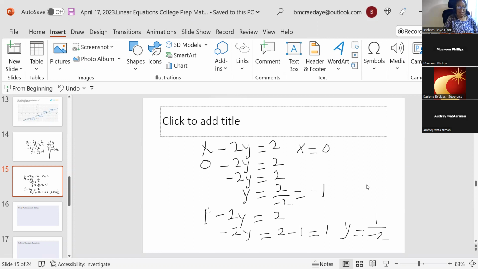Now, what if x was a 2? Audrey, put a 2 here and tell me what would you get for y? So put a 2 where that x is and tell me what do you get for y? So you'd have 2 minus 2y equal to 2. Now what is y equal? You said 2 minus what?